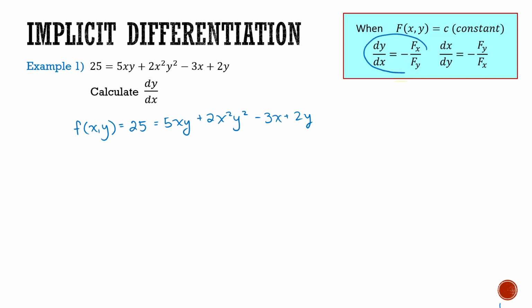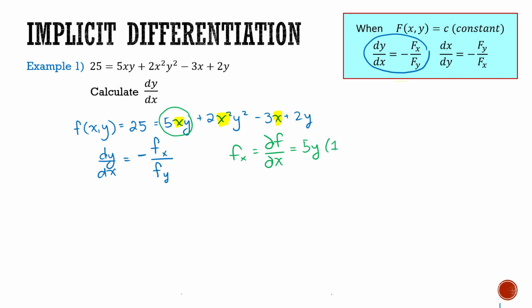So now to determine my dy by dx, I'm going to need the partial derivative of f with respect to x divided by the partial derivative of fy, and all of this I have a negative sign behind. So let's start with our partial derivative fx, which is df by dx, the partial derivative of f with respect to x. I have x's in my f function here, here, and here, and my y's are going to be treated as constants. For the first term, I'm going to have 5 and y being treated as constants or coefficients for x times the derivative of x, which is 1.